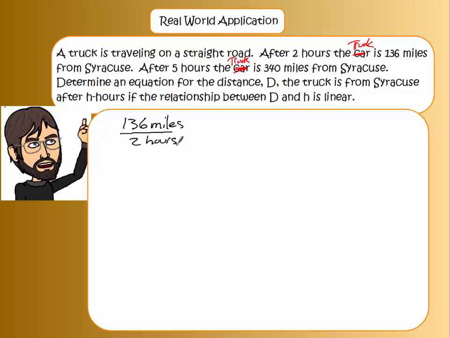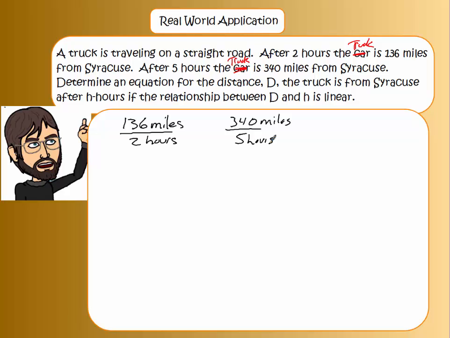Okay, after 5 hours, it's 340 miles. So I know that for 340 miles, it took us 5 hours. Okay, so this is some of the important information, and what we're looking for is to create a relationship between d and h, so the distance and the hours. Hours is time, right? So many times we have that d is equal to the rate times time.